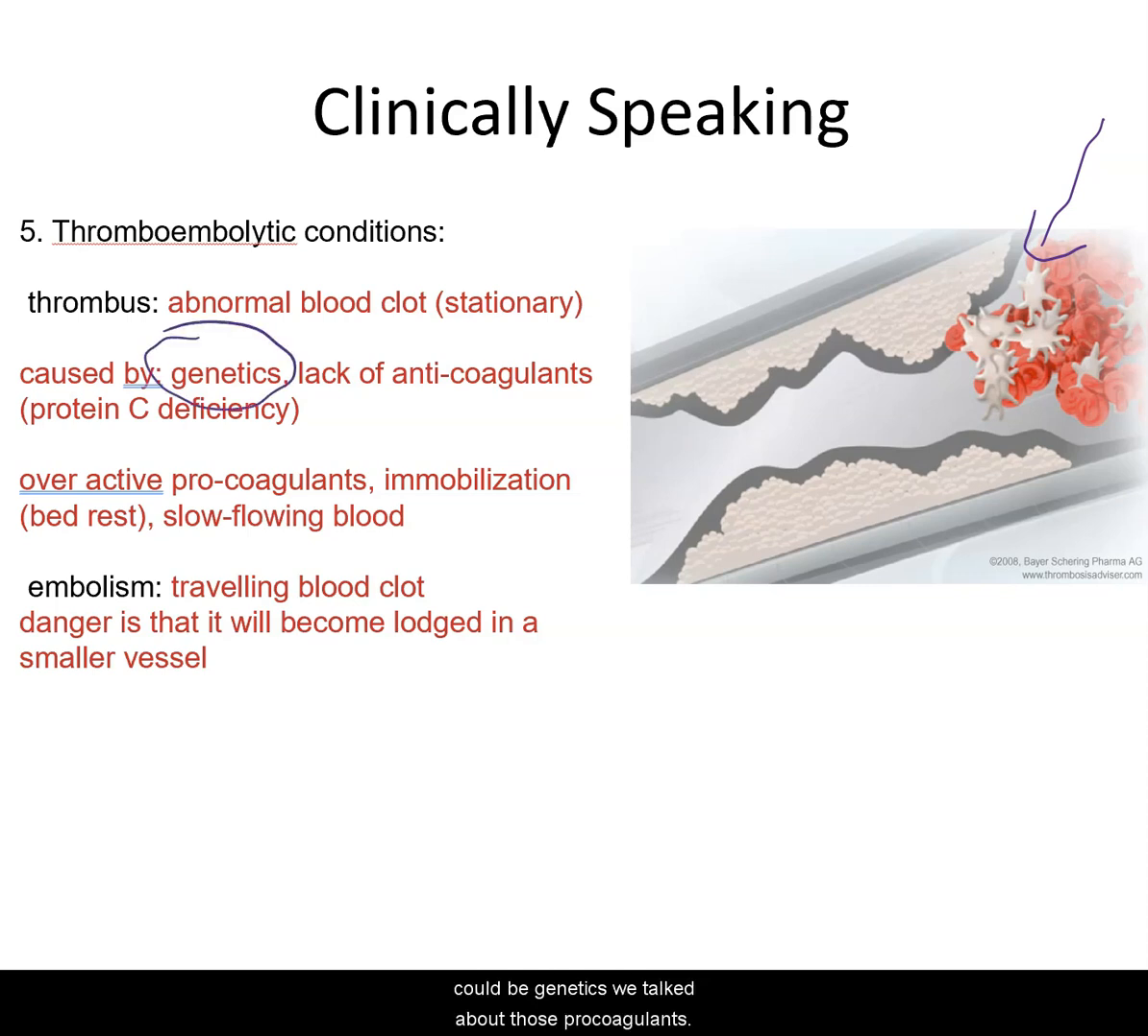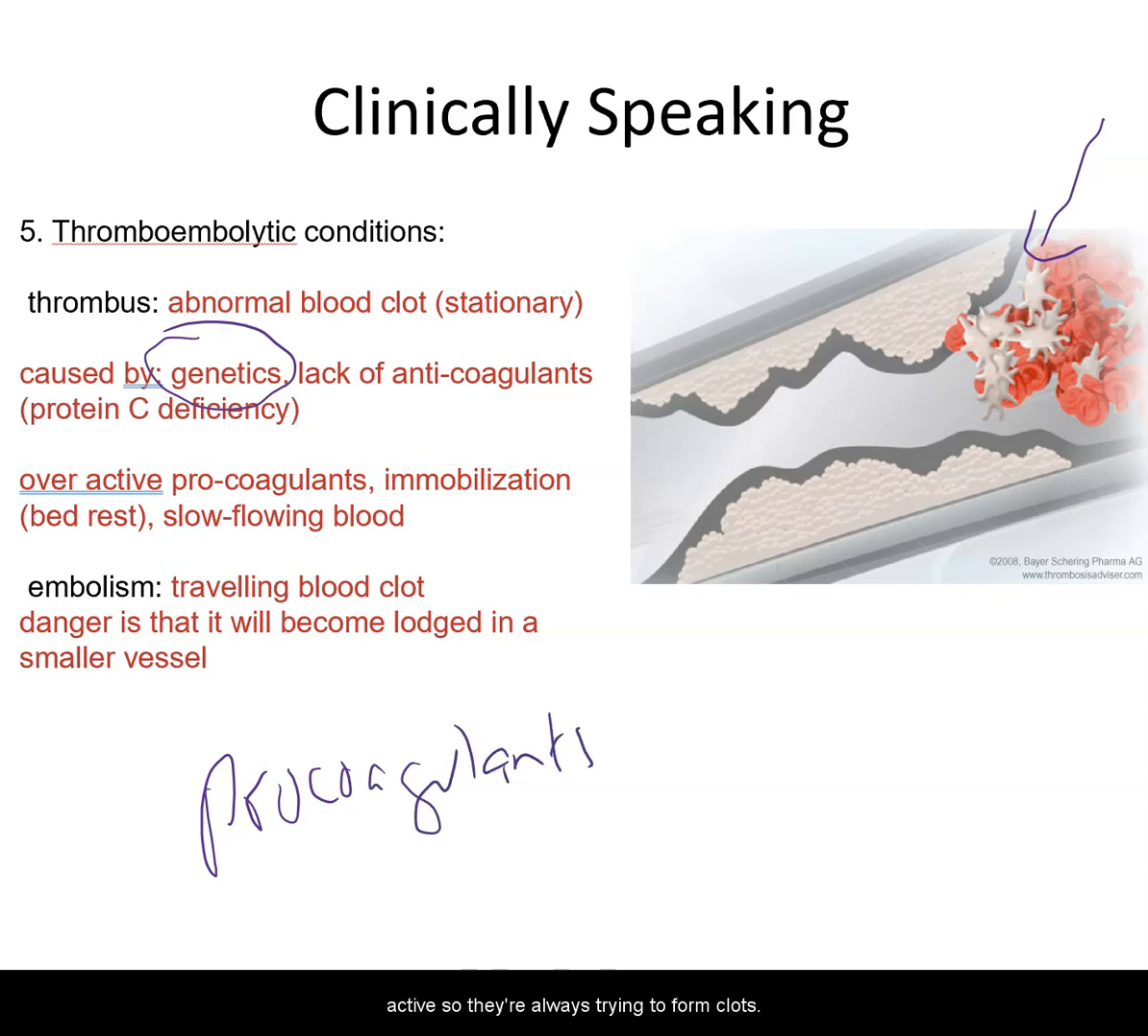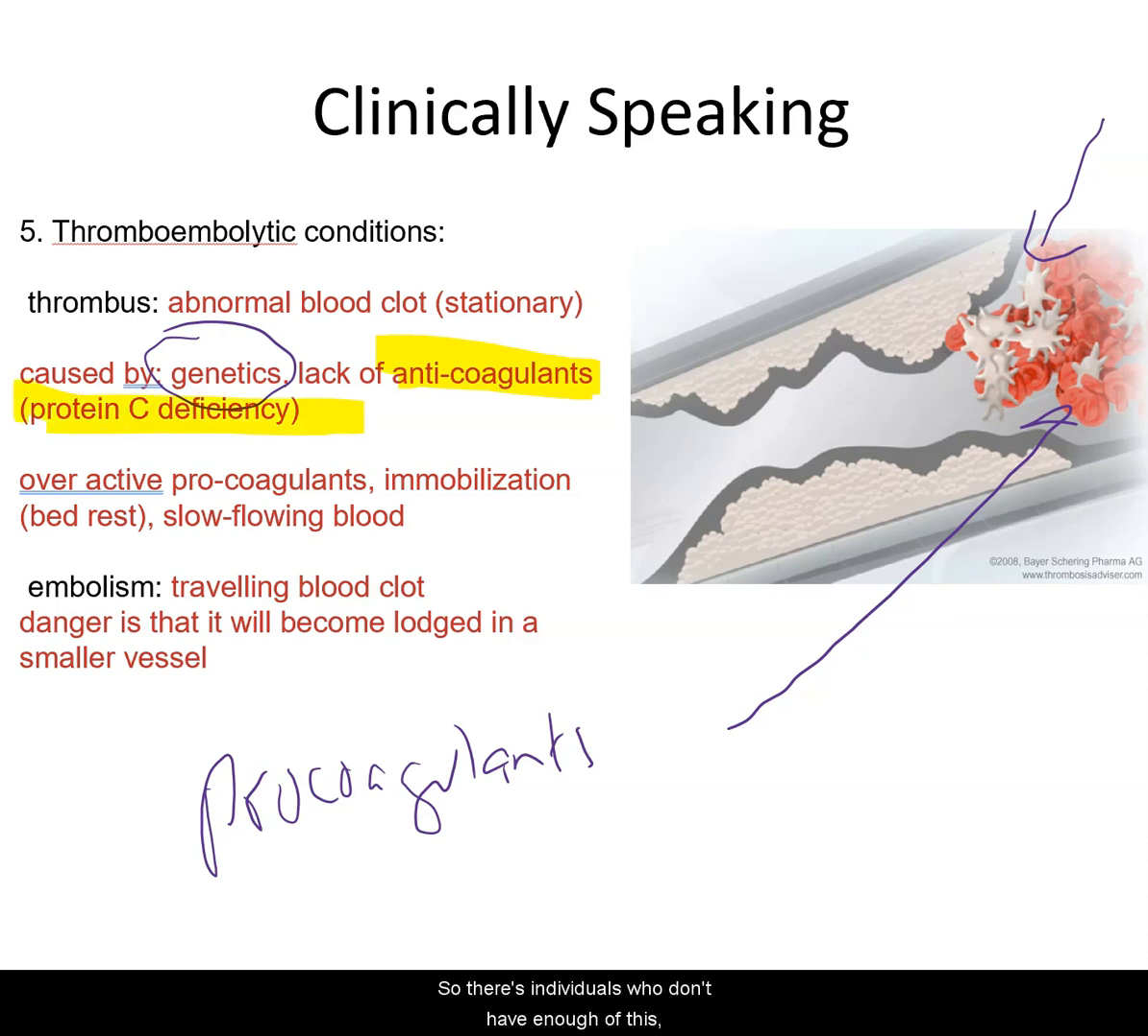Well, it could be genetics. We talked about those procoagulants. Maybe you have too many procoagulants, or they're too active, so they're always trying to form clots. Or you don't have enough of the anticoagulants. And we mentioned this protein C deficiency. Remember, protein C is an anticoagulant. And so there's individuals who don't have enough of this. So if you don't have the brakes, so to speak, you're more prone to forming clots. So it could be you have overactive procoagulants, or you don't have the anti.